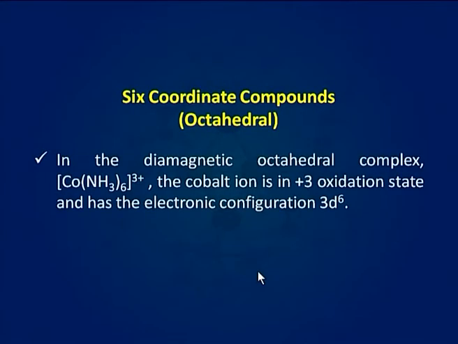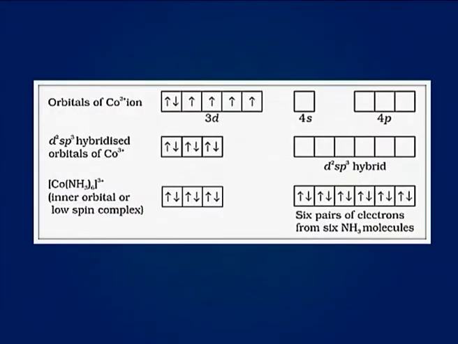It is usually possible to predict the geometry of a complex from the knowledge of its magnetic behavior on the basis of the valence bond theory. In the diamagnetic octahedral complex [Co(NH3)6]3+, the cobalt ion is in +3 oxidation state and has the electronic configuration 3d6. The orbital diagram of this complex can be seen here.